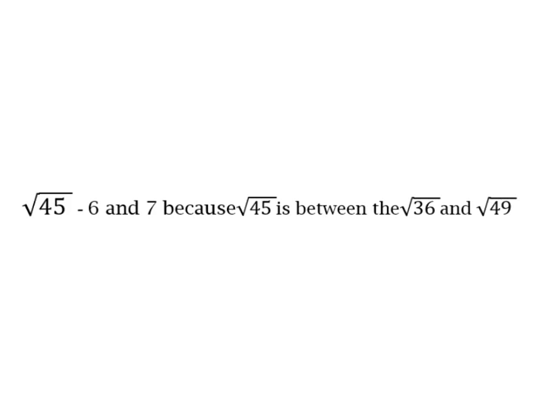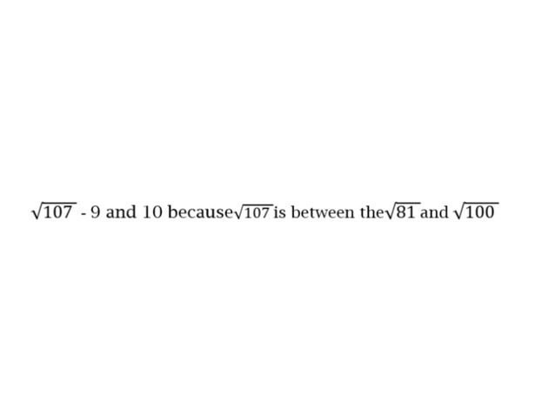Let's look at another square root. The square root of 107. So think about what two integers this square root is in between. If you said 9 and 10, you are correct again, because the square root of 107 is in between the square root of 81, which we know is equal to 9, and the square root of 100, which is equal to 10. Let's move to our next problem.